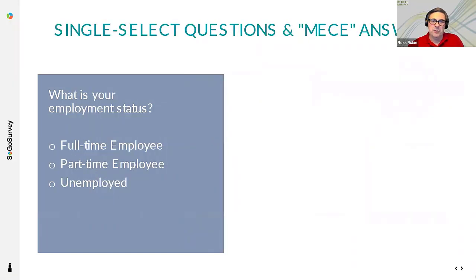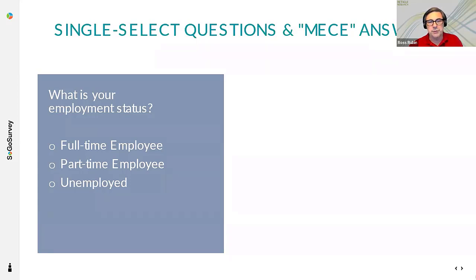All right, so I believe this is our fifth example. We're going to move on from multi-select questions and look at a single select answer question where you can only choose one. And the question is, what is your employment status? This one comes up a lot on surveys. We've got three options here: full-time employee, part-time employee, and unemployed.